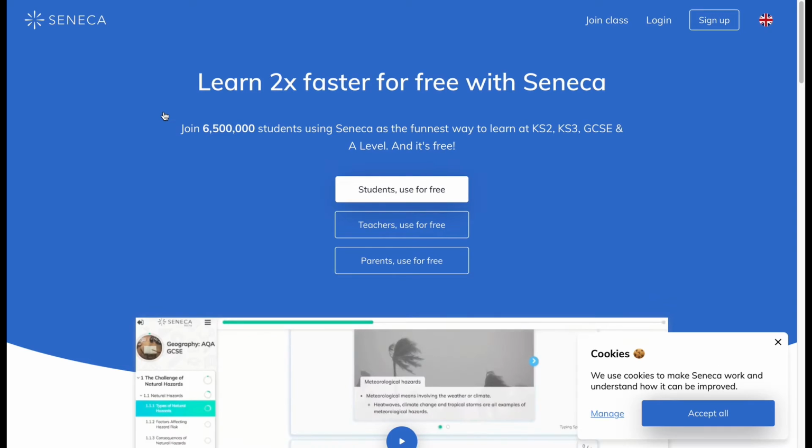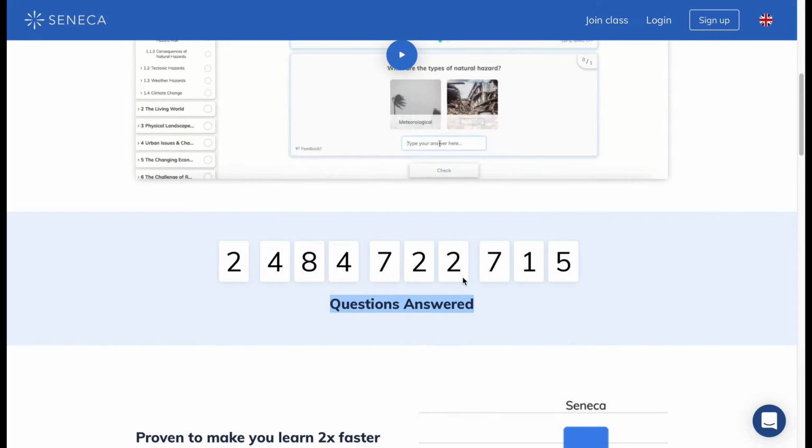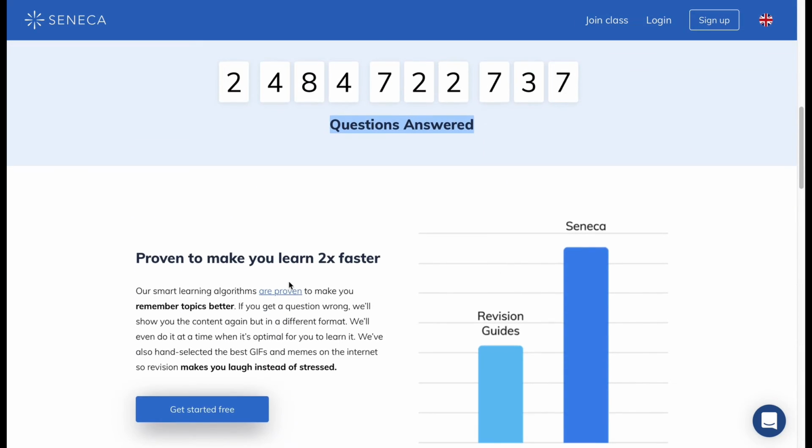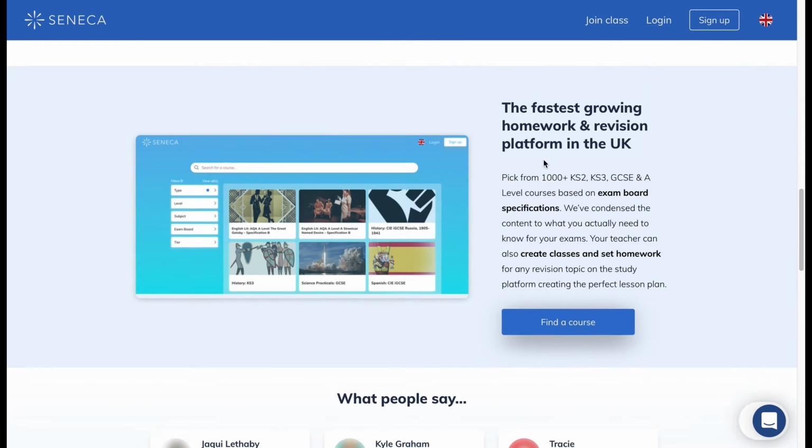So you go inside the website, and you can see over here, you can allow them to use cookies to understand how it can be improved. You can use that, and you can see over here there are some questions answered every single day. You can see certain topics, such as it's proven to make you learn 2 times faster, the fastest growing homework and revision platform in the UK.